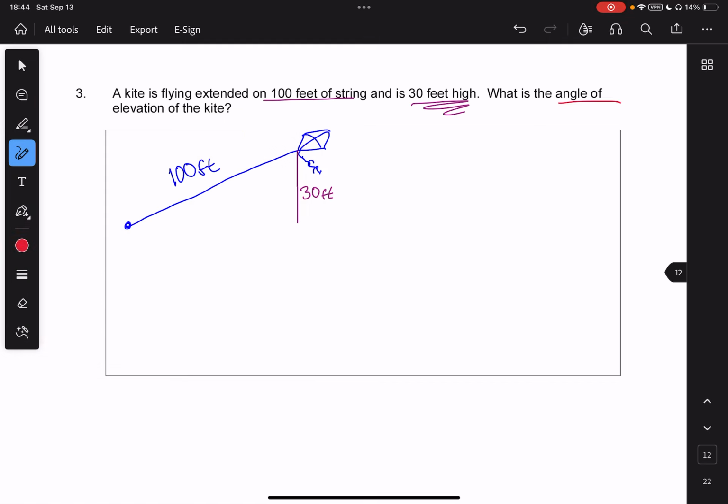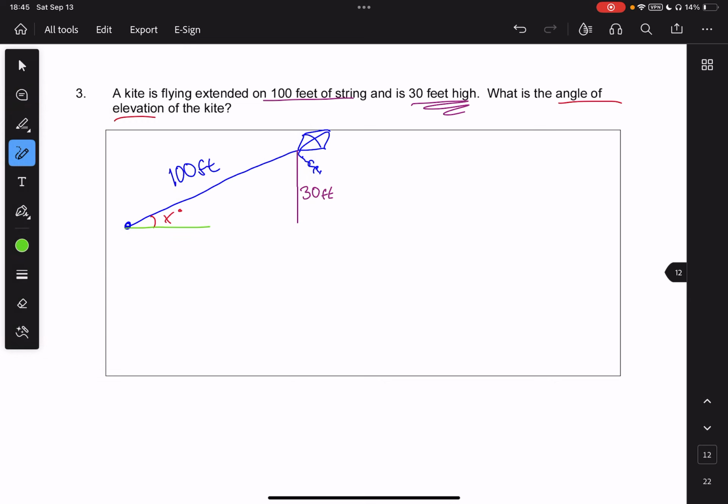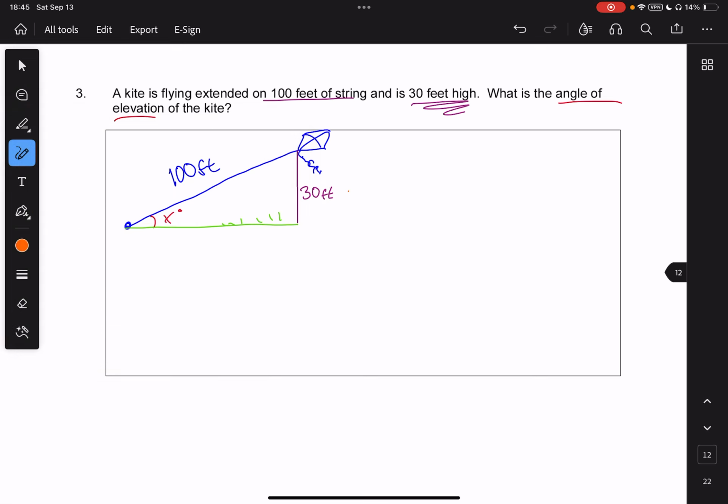Now it's asking what is the angle of elevation. So remember, this is our angle over here. What is this angle? And then this is our ground. This is our low grass. So we're trying to find x. What do we have in our problem? Well, we have the opposite of our angle, and this is adjacent, which we don't have. We have the hypotenuse. So what is O? SOH CAH TOA. It is sine.